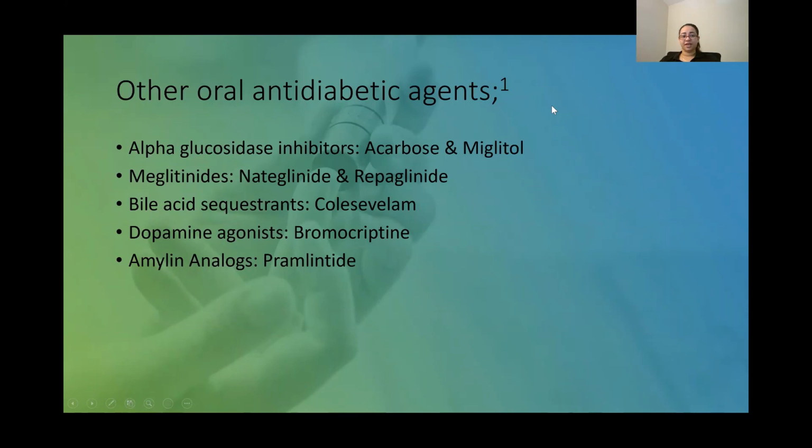Other oral anti-diabetic agents include the alpha-glucosidase inhibitors, which include acarbose and miglitol. There are also meglitinides, which include nateglinide and repaglinide. There are bile acid sequestrants, which include colesevelam. There's a dopamine agonist, bromocriptine, and amylin analogs, which include pramlintide. But those classes are not frequently used, so I did not go in depth with those medications.